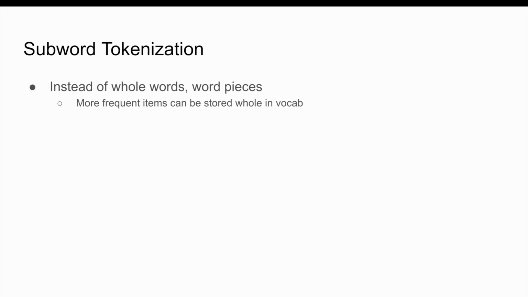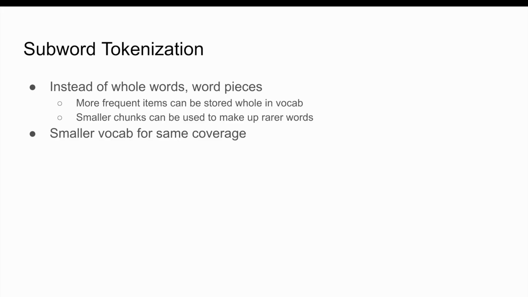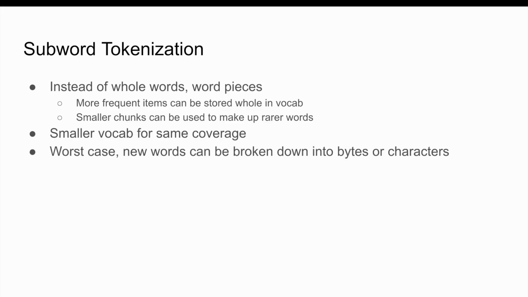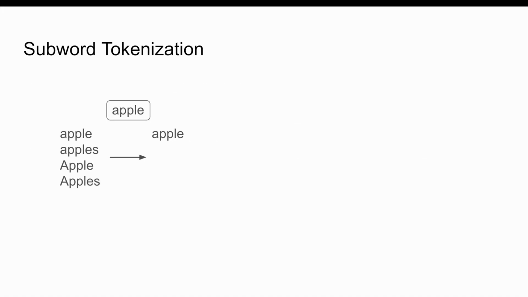A solution to this is to use subword tokenization. So instead of taking whole words, we take word pieces. The most frequent items can be stored whole in the vocabulary, and we can use smaller chunks to make up less frequent words. This allows us to use a smaller vocabulary for the same coverage. And in the worst case, new words can just be broken down into their bytes or characters. And so we'll never get UNKs with this kind of approach.